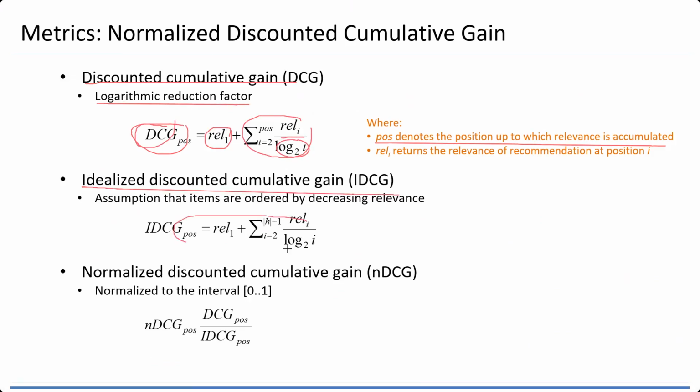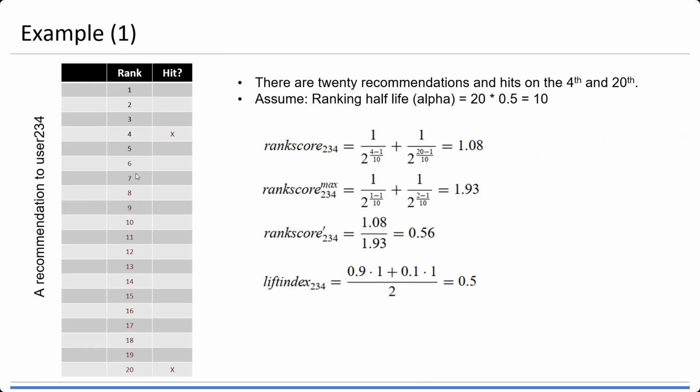Maybe it's good to see with the example rather than the formula. So the assumption is that items are ordered by decreasing relevance. And we have the normalized discounted cumulative gain or NDCG. It is normalized to the interval 0 until 1. Okay, let's take a look with an example.